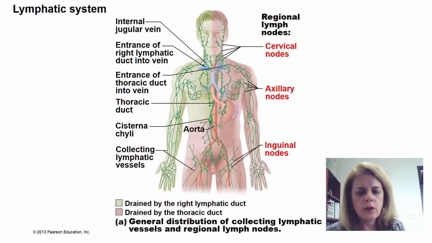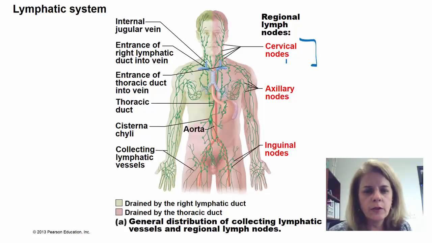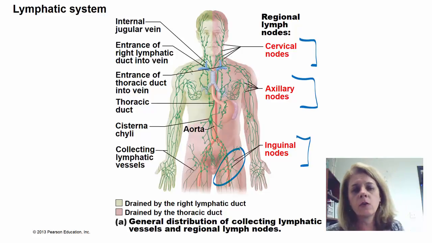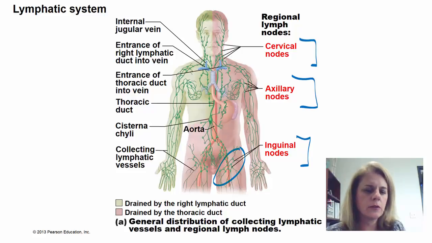And the lymph nodes are named based on the region that they're found. And so you need to be able to identify the cervical nodes, which are the ones in the neck, the axillary nodes, the ones in the armpit, and the inguinal nodes, the ones around the groin. So I'm going to show you a picture on the models of how to find those, but again, be able to find those on a diagram as well.